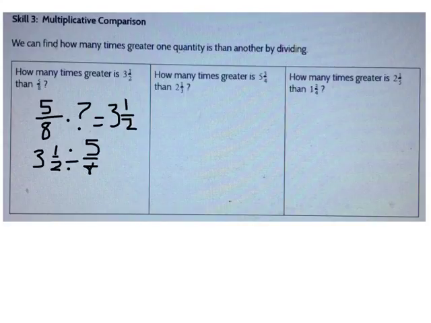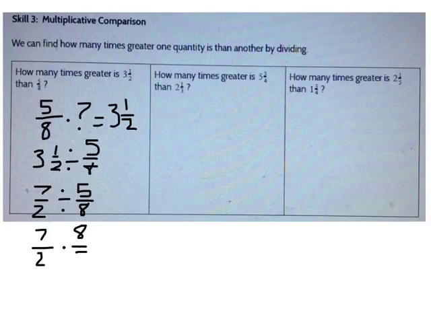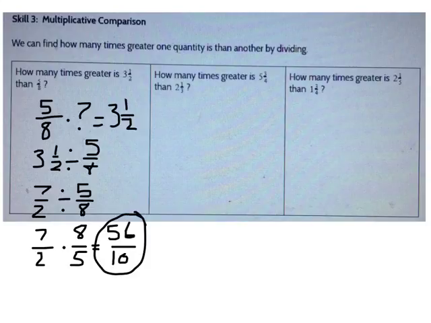First, let's change 3 1/2 into an improper fraction. What is 3 1/2 written as an improper fraction? It's 7/2. 3 times 2 is 6, plus 1 is 7. So I have 7/2 divided by 5/8. That's the same as 7/2 times 8/5. Go ahead and solve that problem now. Leave your answer as an improper fraction. 7 times 8 is 56. 2 times 5 is 10. So it's 56 tenths times greater, or 5 6/10.